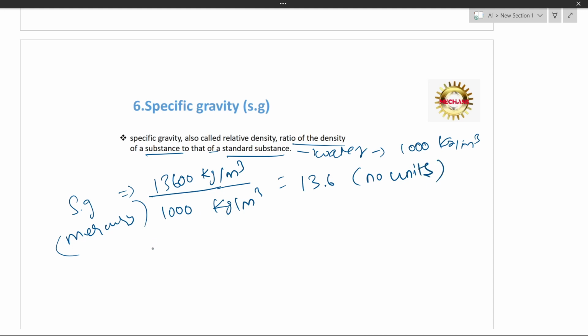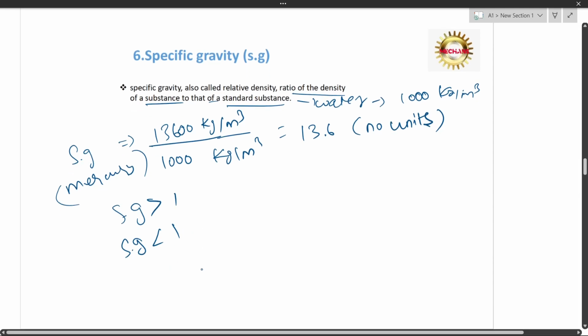As I told you earlier, this property is mainly used for calculations. If a specific gravity is more than 1, that substance has more density than water. If a specific gravity is less than 1, this substance has less density than water. So that's all about specific gravity.